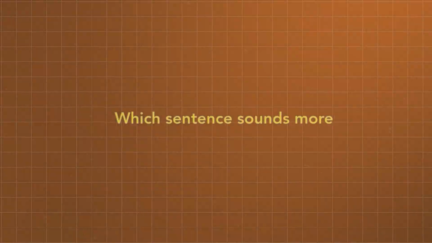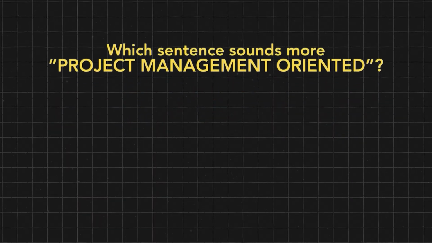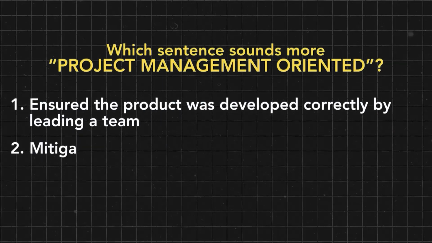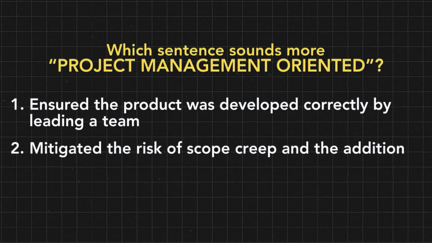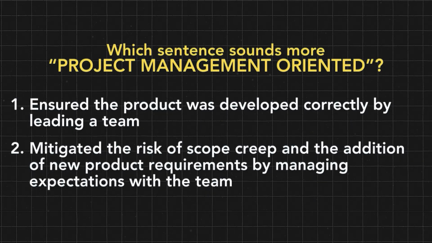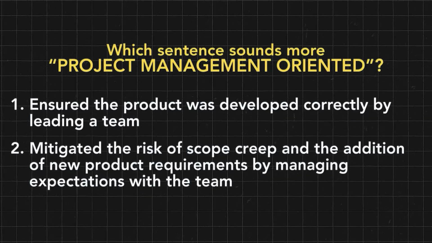All right, tip 8 is to use PMBOK terminology throughout your project descriptions. Let me explain. Which sentence sounds more project management oriented? Number 1, ensured the product was developed correctly by leading a team. Or number 2, mitigated the risk of scope creep and the addition of new project requirements by managing expectations with the team. I'll pause right here so you can think about it.